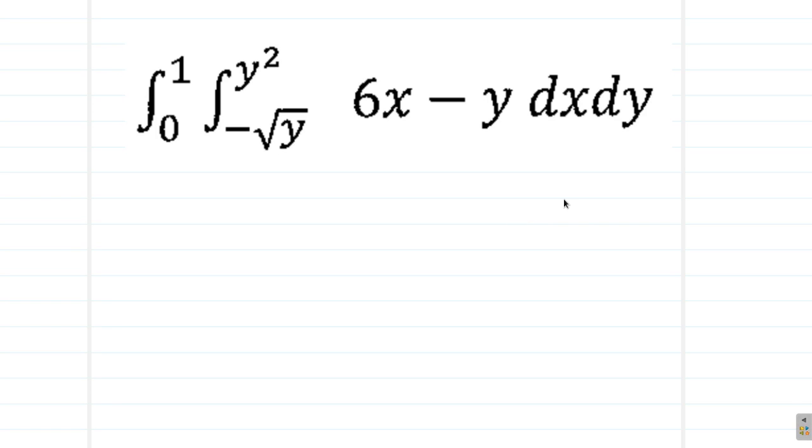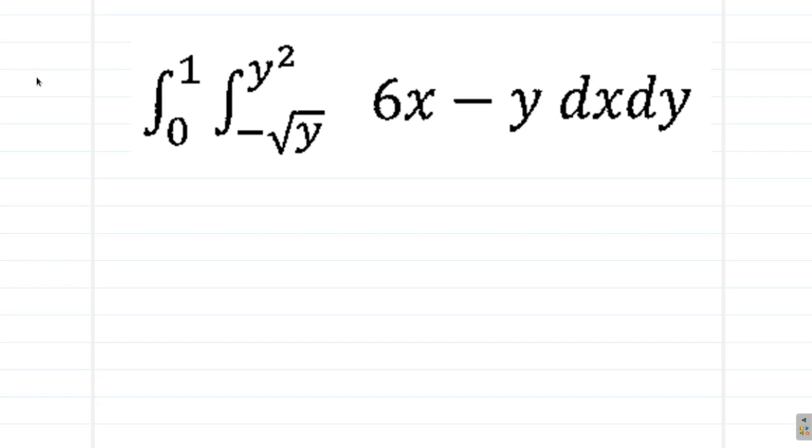You're asked to complete this double integration of, well, it's the integral of 6x minus y from negative square root of y to y squared dx, then from 0 to 1 dy.